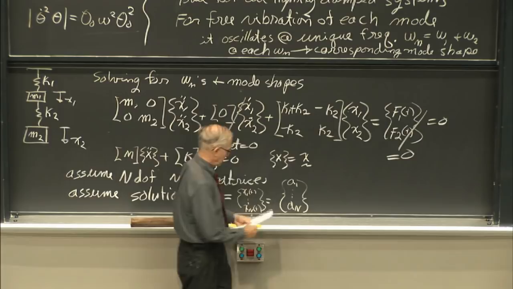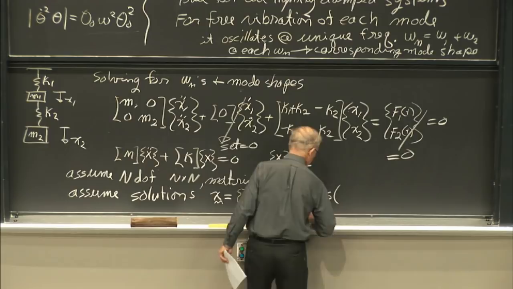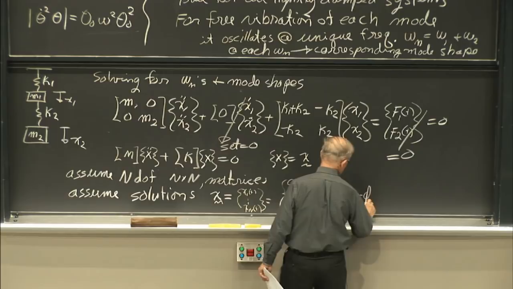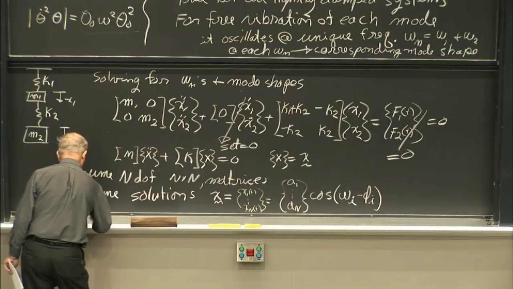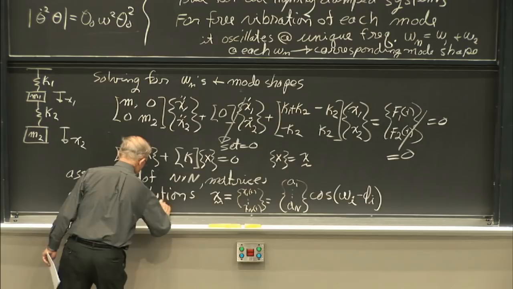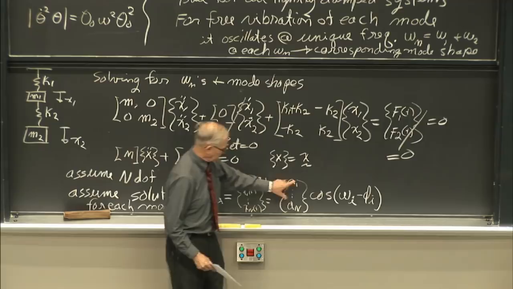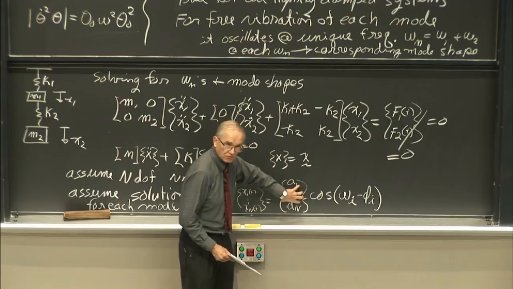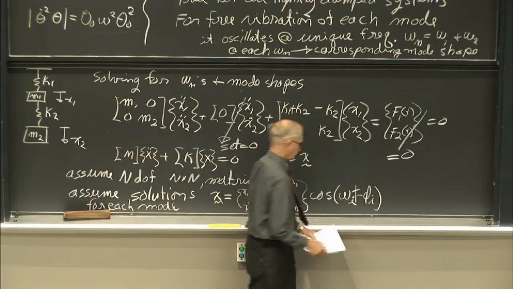We can write the oscillation as cosine omega, and I'll put an i here, the ith natural frequency, t minus some phase angle. So each mode, mode i, will look like this. It'll have a shape to it governed by this, and these are basically constants. Once determined, this is just a constant. And here's your time dependence. It's going to oscillate at some natural frequency.